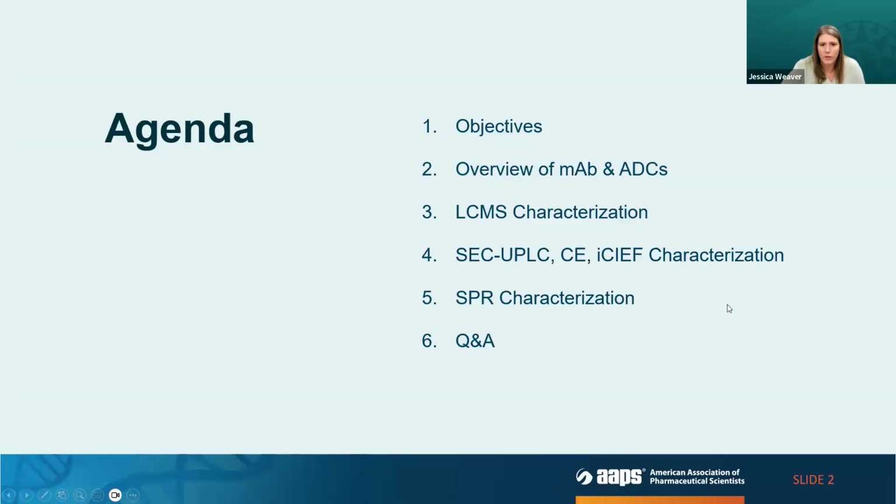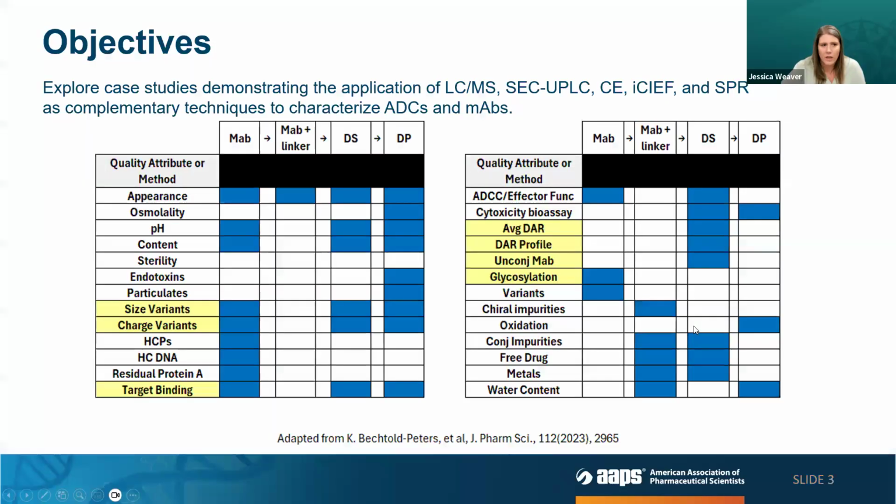Today, we're going to cover a few objectives of today's presentation, an overview of monoclonal antibodies and ADCs. Brian's going to speak specifically towards LCMS characterization and SEC, CE, and icIEF characterization. And then Daniel's going to follow up with some SPR. After that, we'll follow up with Q&A.